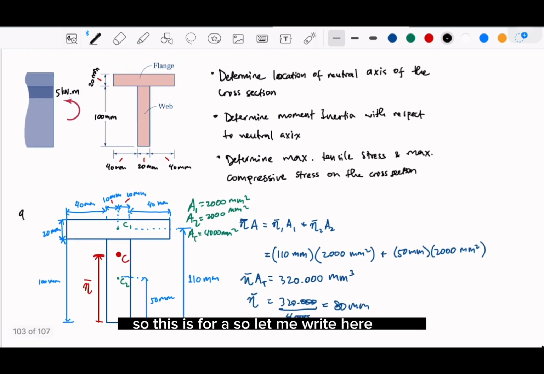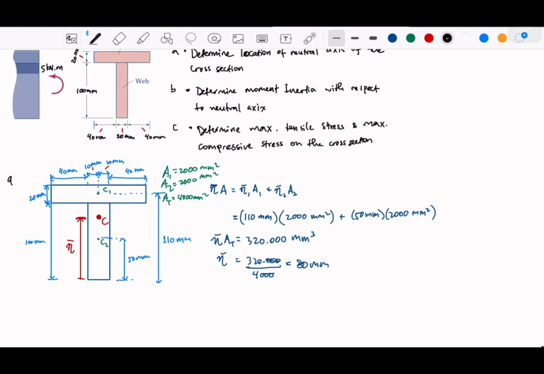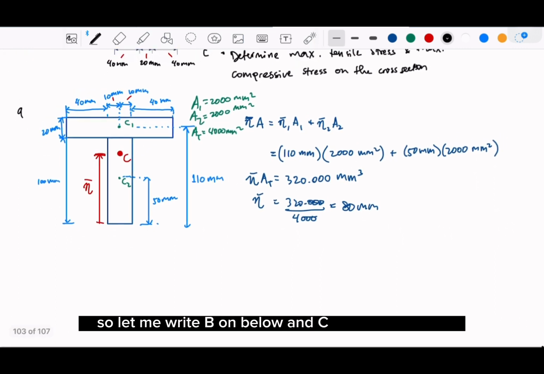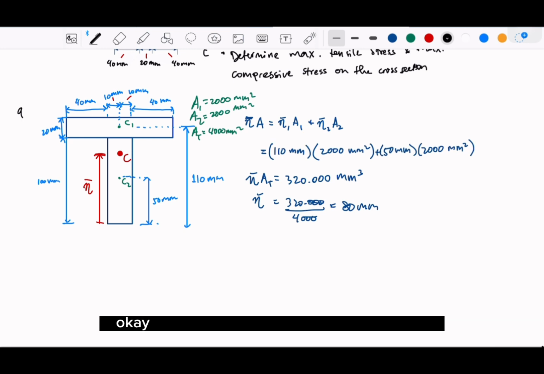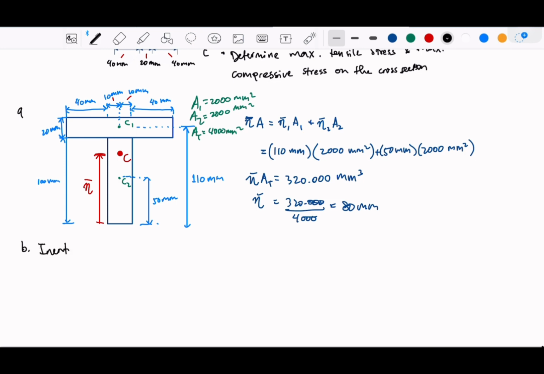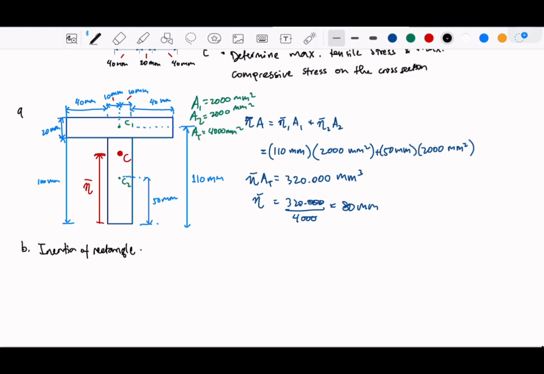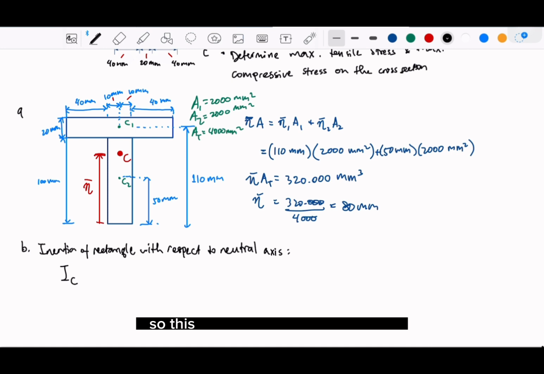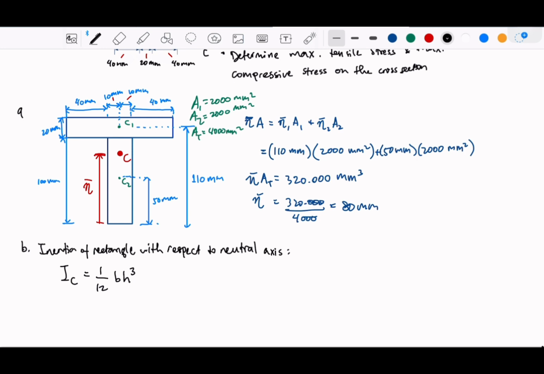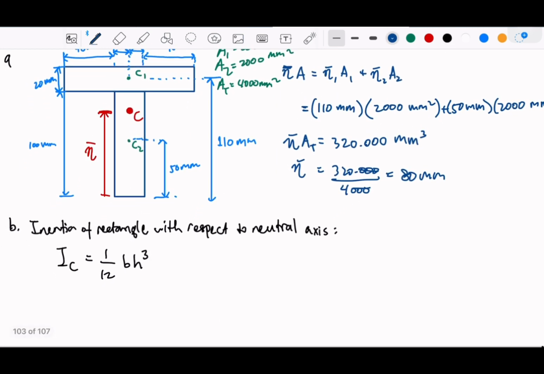So this is for A, so let me write here, A, B, C. So let me write B on below and C on the right side. Okay, now to find the inertia, for the rectangle, inertia of rectangle, I think I have written the formula before with respect to neutral axis. So this will be 1 over 12 BH cube. Okay, and then we also have a moment inertia.